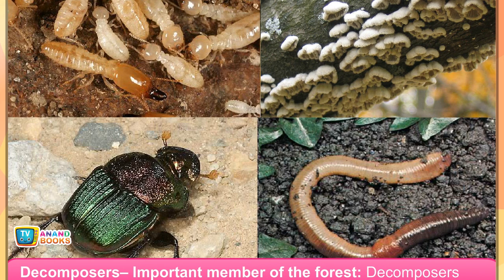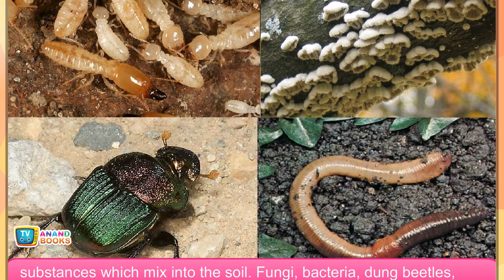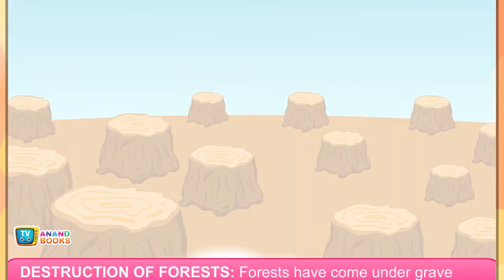Decomposers, important members of the forest. Decomposers feed on dead plants and animals and convert them into simpler substances which mix into the soil. Fungi, bacteria, dung beetles, termites, and earthworms are some decomposers. They make the soil fertile.